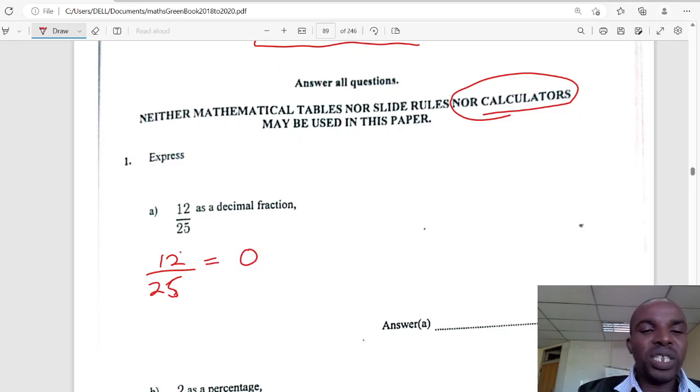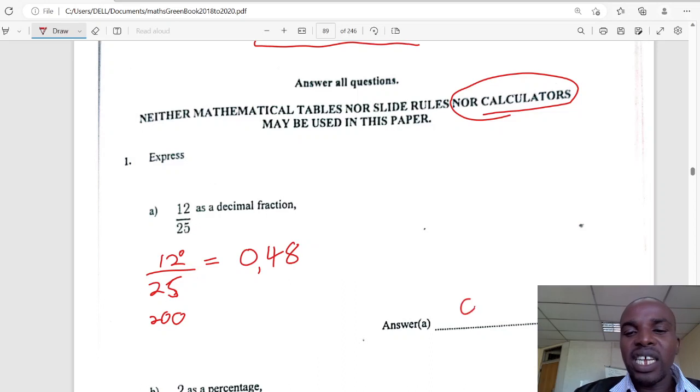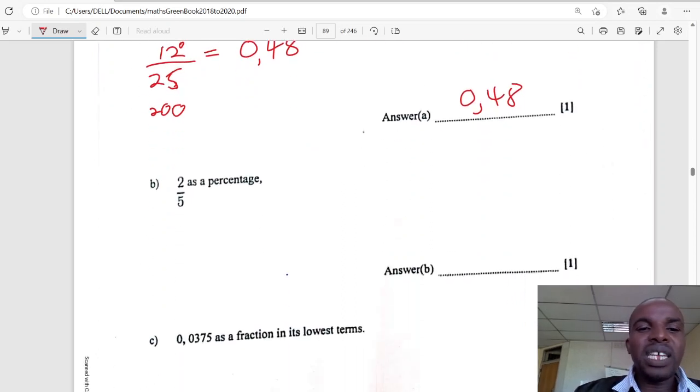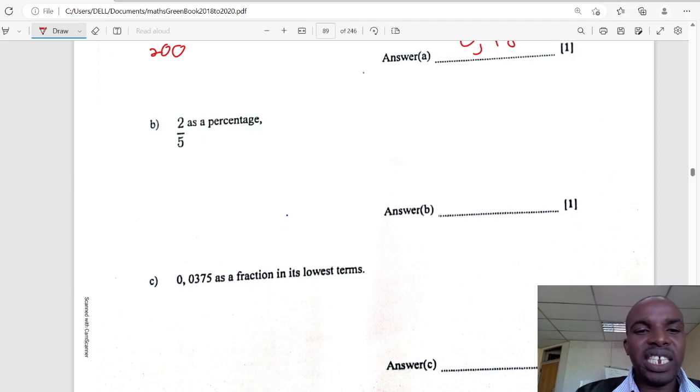Right, then you put 0 on 12 to be 120. You put a comma. 25 into 120 is 4, up to 100. Then remainder 20. Then you put 0. 25 into 200 is 8. So it's 0.48, done.